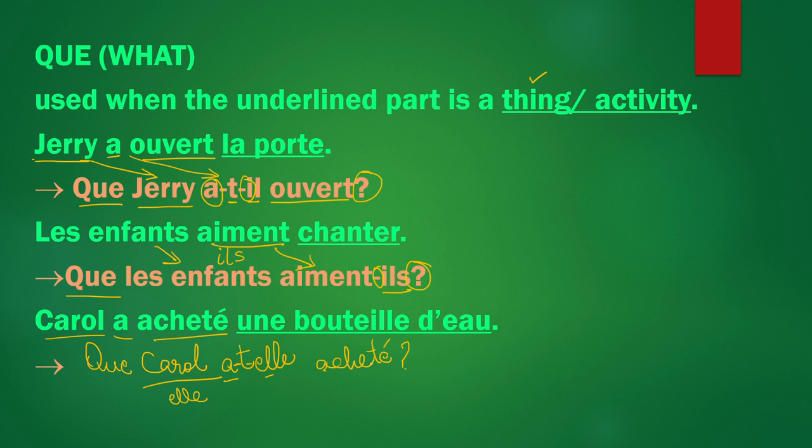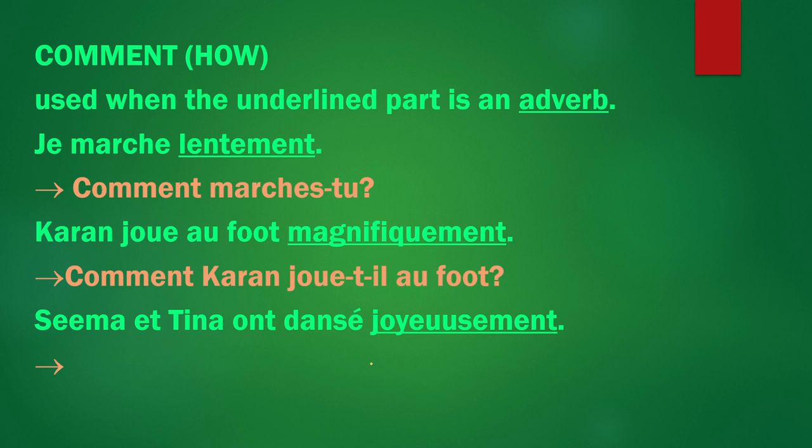Question mark. Okay. Next, comment is how. Okay, comment. So it is used when the underlined part is an adverb. So je marche lentement. I walk slowly. Can you see the underline? You've done adverbs now in depth because you're in the 10th standard. So you should be able to identify if the underlined part is an adverb. Okay. So je marche lentement.